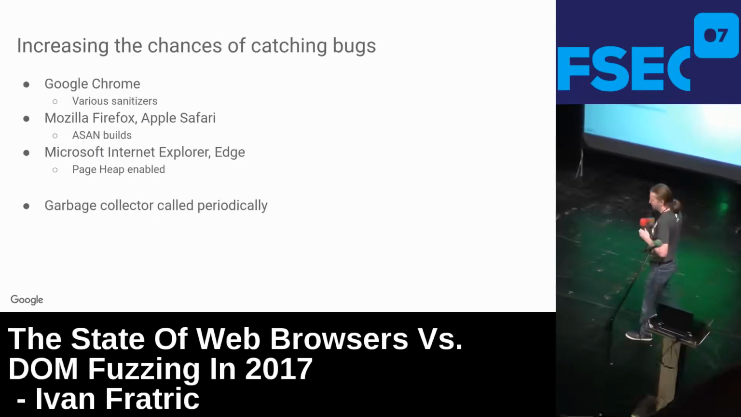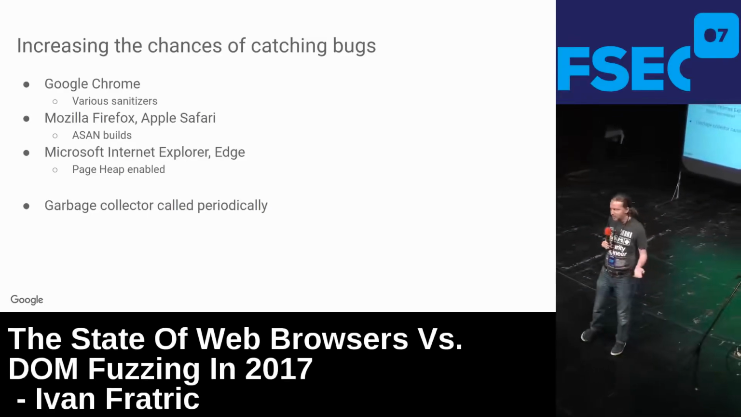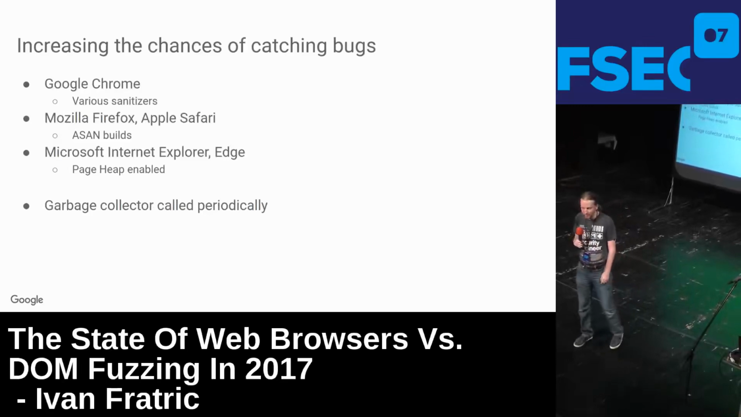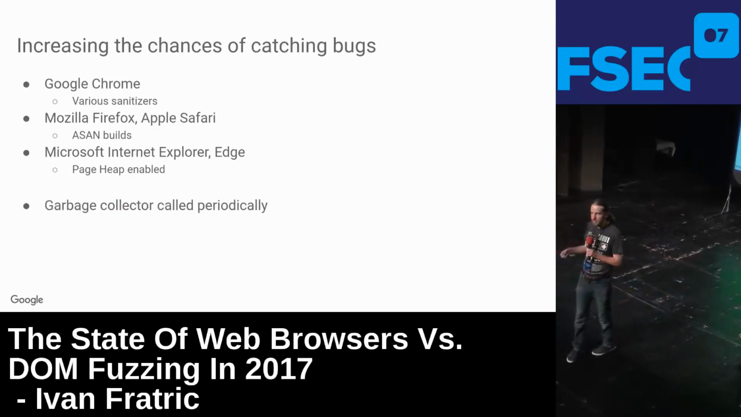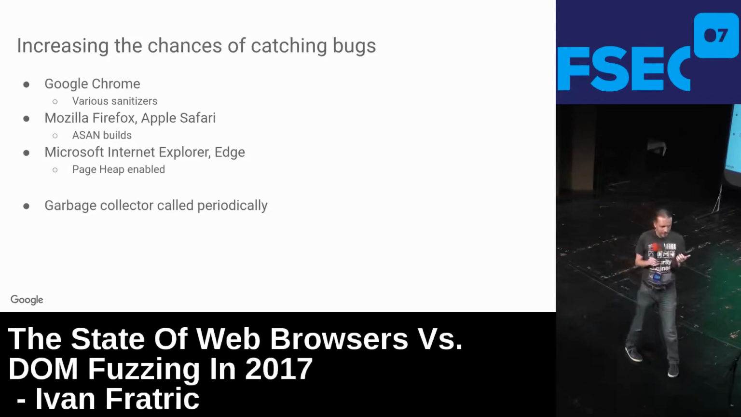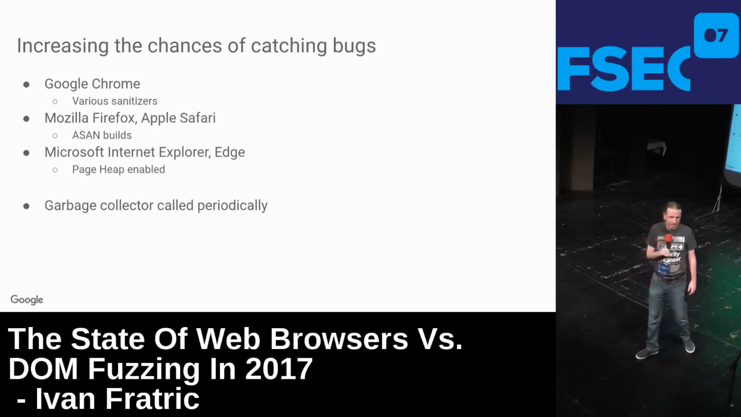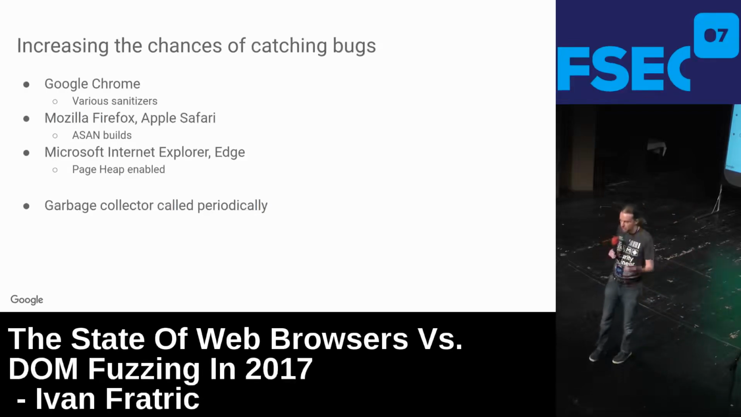Right. In addition to that, we made some build or configuration changes to those fuzzers to be able to catch bugs more easily. In the case of browsers where we could make our own builds, that basically meant building with a sanitizer. So Firefox and WebKit were built using ASan, the AddressSanitizer. And Chrome on ClusterFuzz already runs built with various sanitizers. For IE and Edge, obviously, we didn't have our own builds, but what we did was enable PageHeap for the relevant processes, which kind of serves the same purpose.